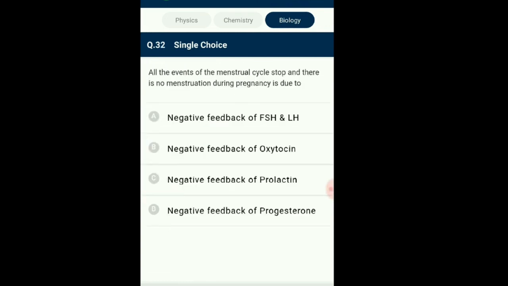Question number 32. All the events of the menstrual cycle stop and there is no menstruation during pregnancy due to. After fertilization, the corpus luteum and later on the placenta also secrete a large amount of progesterone, which is essential to maintain the endometrium for implantation and other pregnancy conditions. So the answer is option D, negative feedback of progesterone.